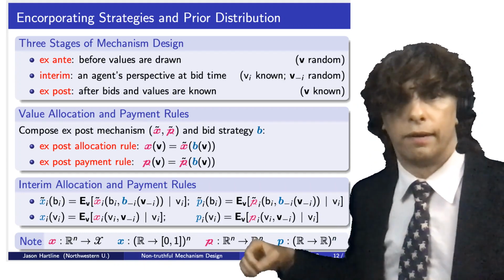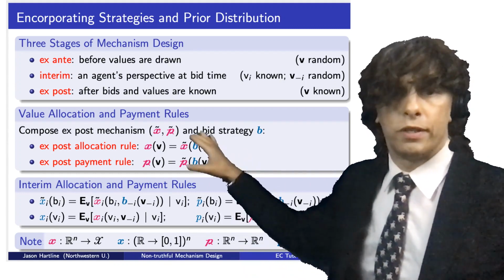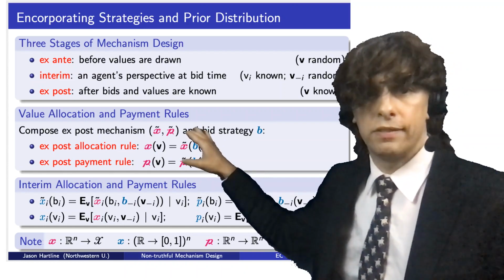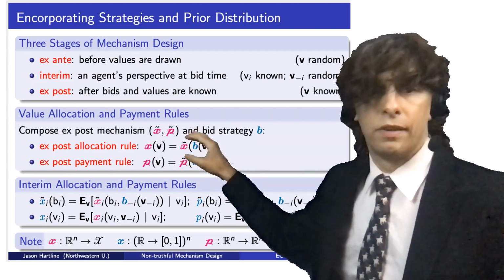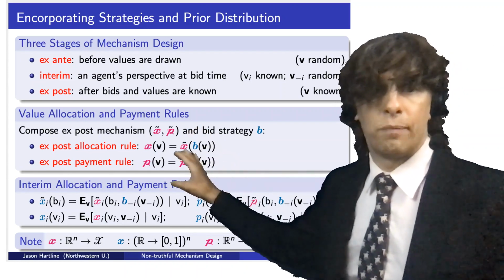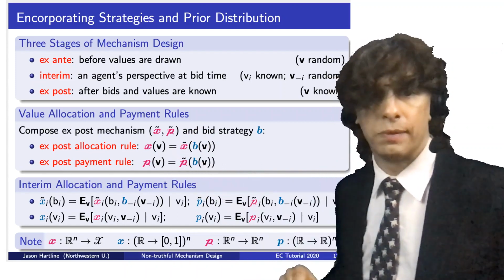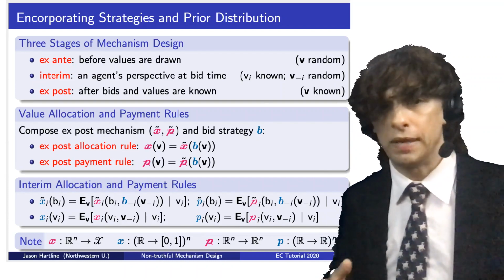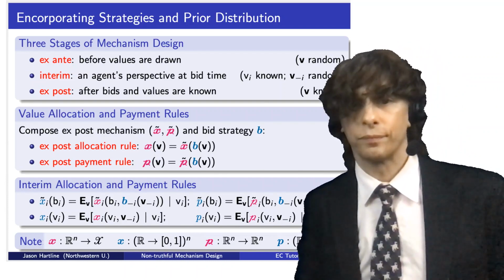As you have seen, we'll use tildes to denote whether they're mapping from bids to allocations or payments, and no tilde means it's mapping values to allocations and payments. Red means it's an ex post allocation rule, and blue means it's an interim allocation rule.